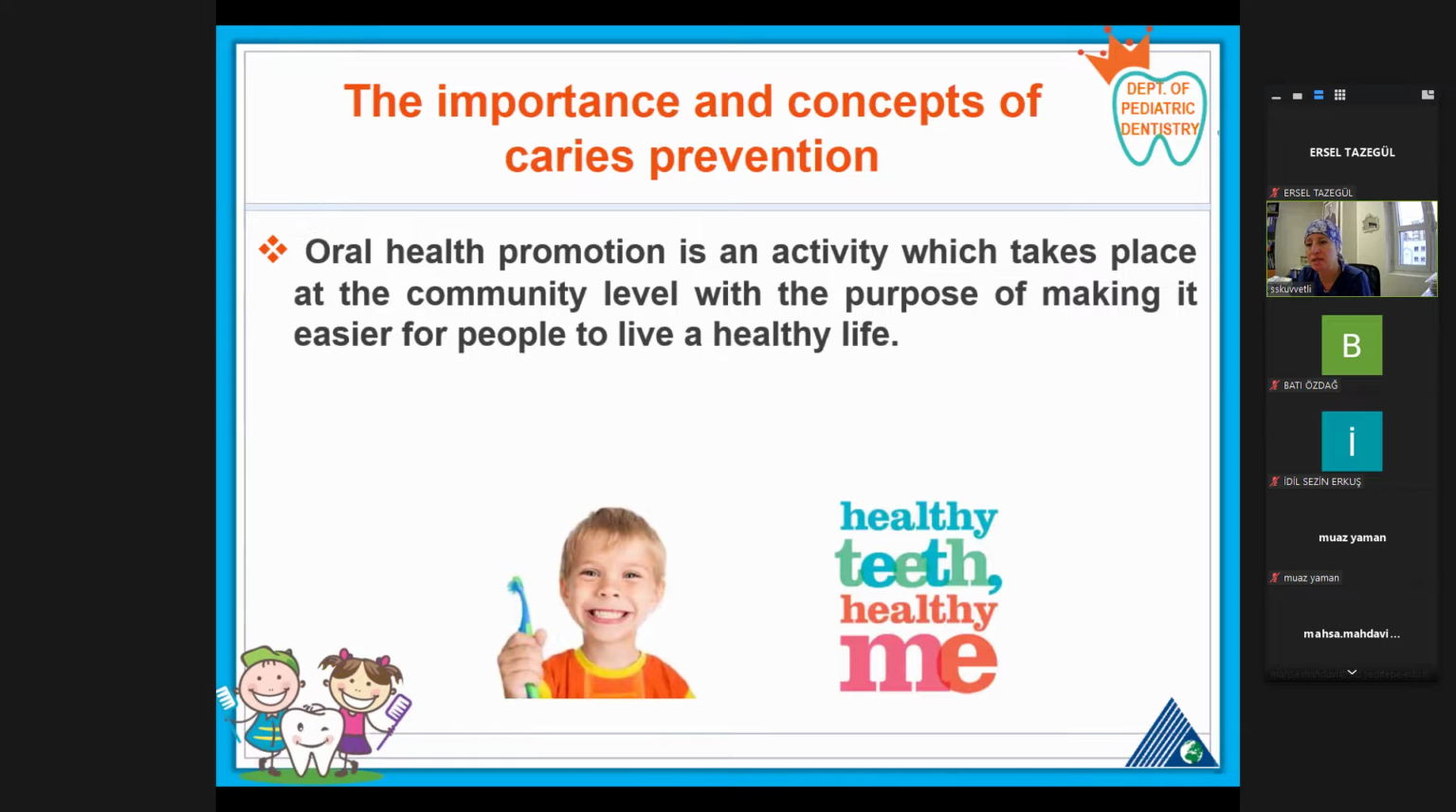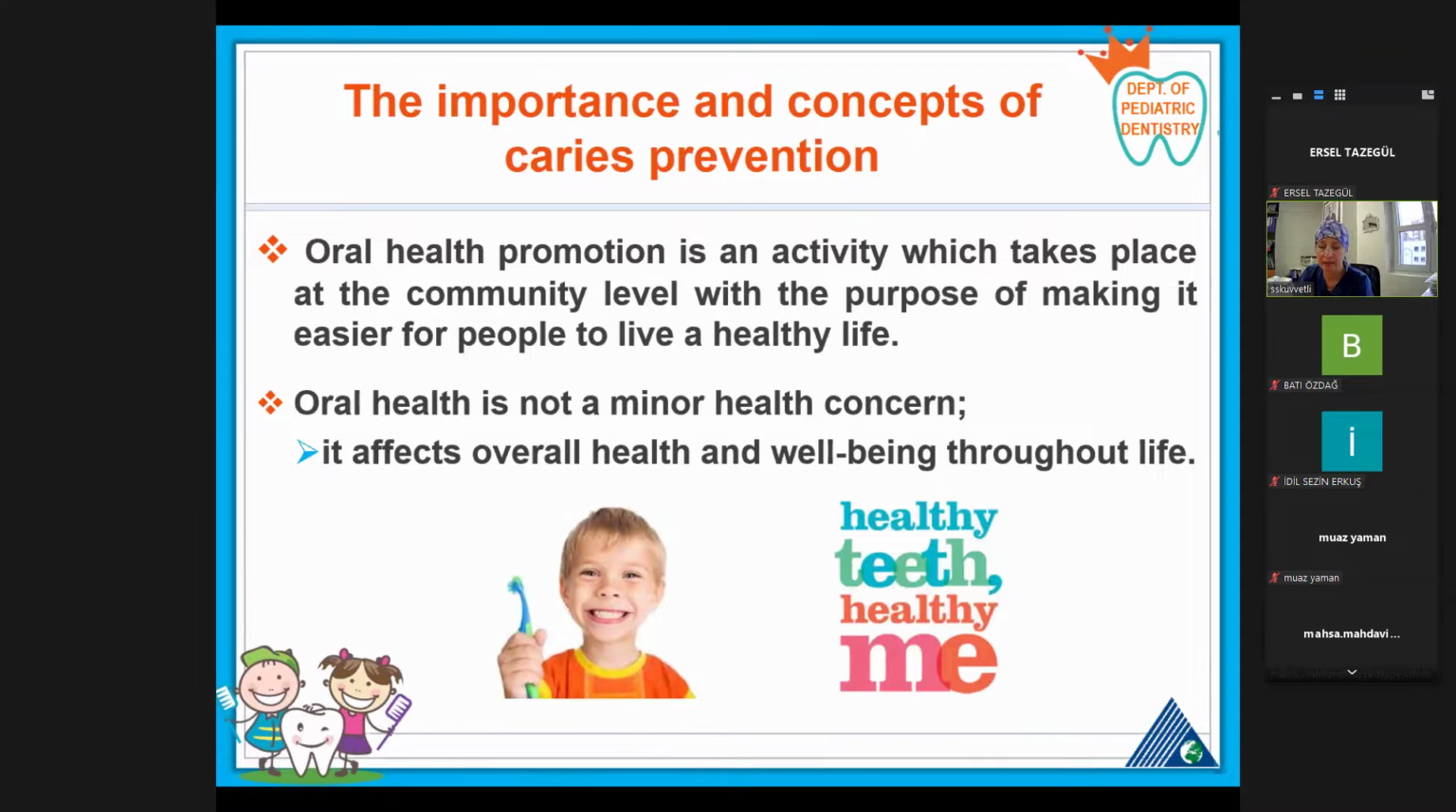Oral health promotion is an activity which takes place at the community level with the purpose of making it easier for people to live a healthy life. And oral health is not a minor health concern. When we talk about oral health, we don't talk about 32 teeth only. There are many things surrounding these teeth, many tissues. It's a living environment. It's a habitat for microorganisms. And so it's a big issue, and it affects overall health and well-being throughout life.